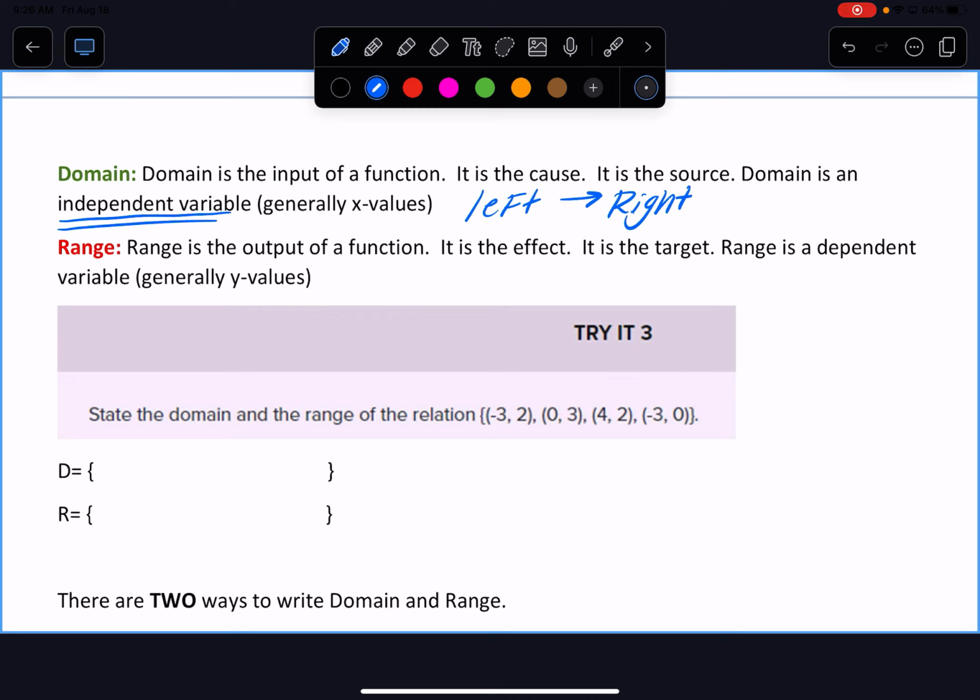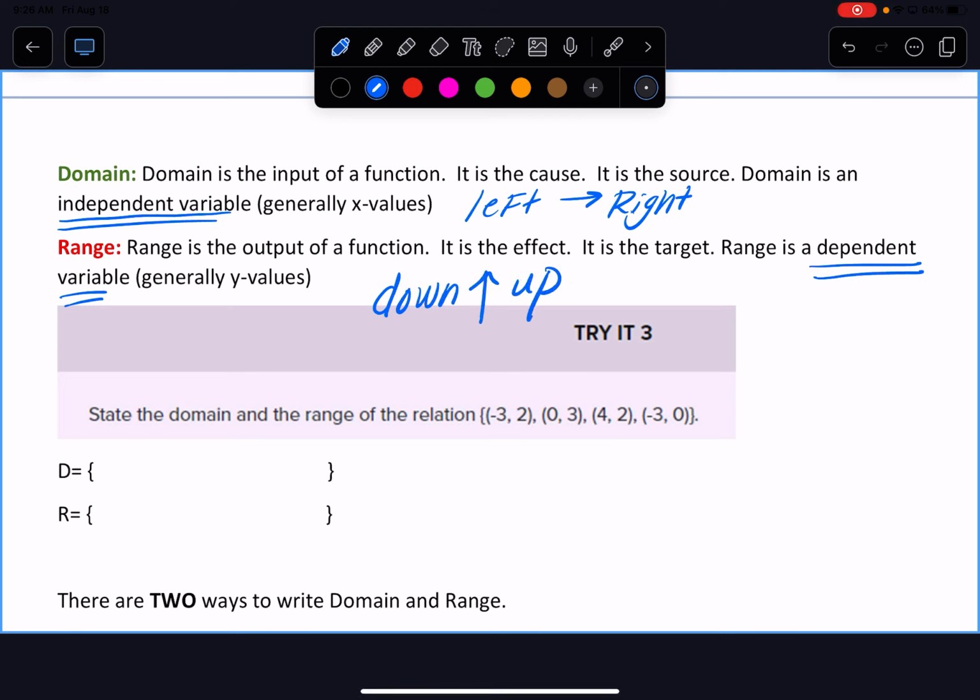It's the effect. It's the target. Range is considered our dependent variable because the answer you get out depends on what you plug in. You're not going to get any old Y value out. The Y value you get is dependent on what you plug in. So also, if we're looking at a graph, with range, we look up and down. Really, if I'm being more accurate, our eyeballs for range should look from down to up.